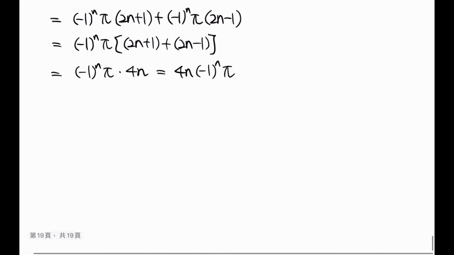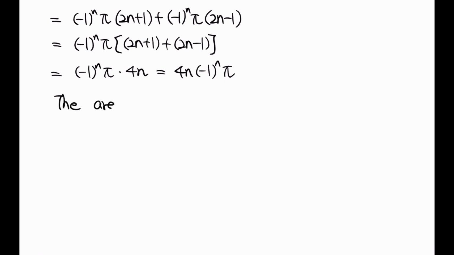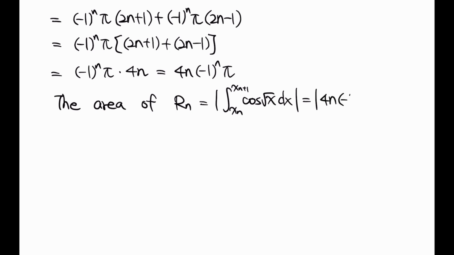So the area of Rn is just the absolute value of this definite integral. And from what we've just calculated, it is equal to the absolute value of 4n times negative 1 to the nth power pi. So it is equal to 4n pi. Okay, so this is part C of question 12.